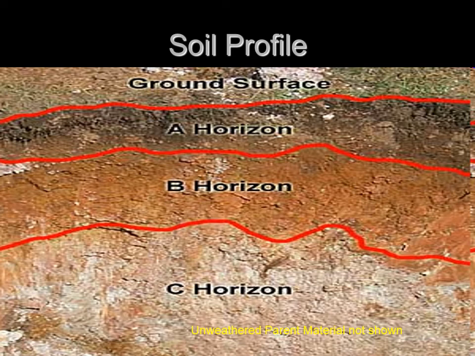Here is an actual picture. You have the ground surface, and then the A horizon, which is the topsoil, and then the subsoil, and then underneath that we have partially weathered parent material. And not pictured is the fully unweathered parent material, which would be underneath the C horizon.